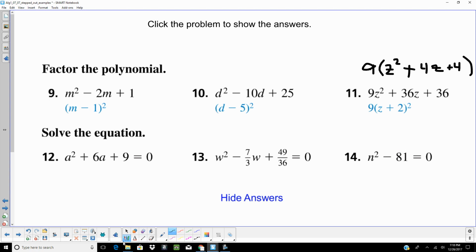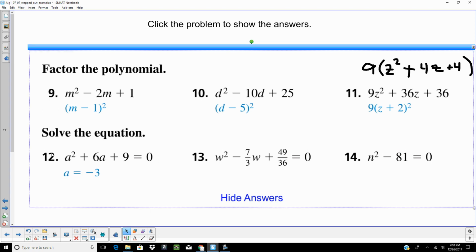Now on 12, I need to factor that first and then set it equal to 0. When I factor it, I get a plus 3, quantity squared. Set that equal to 0, and I get a equals negative 3. 13 is 7 over 6. 14, as soon as I see two terms, I should think difference of two squares. So n plus 9, n minus 9. So you get positive and negative 9 as your answer.